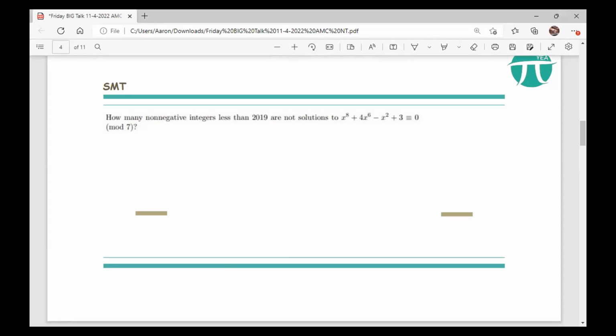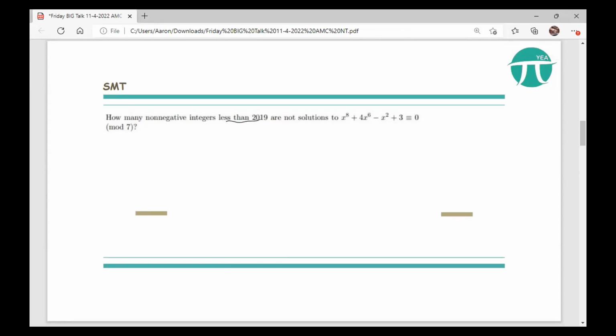Okay, so I'll start going over this problem now. You want to find the number of non-negative integers less than 2019 that are not solutions to this expression.